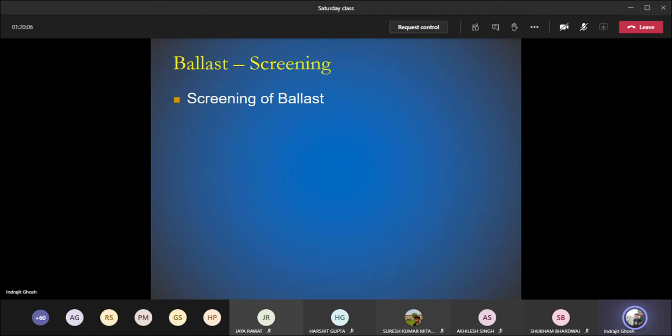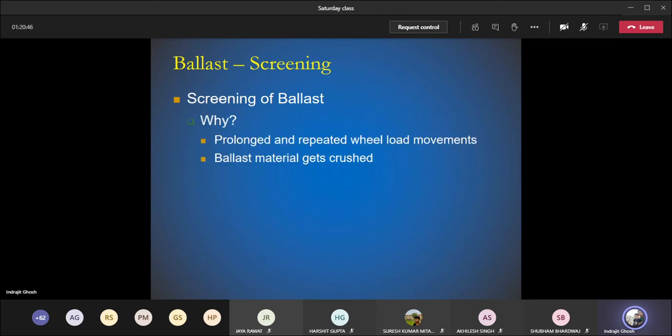So what does it mean by screening of the ballast? No matter what kind of material you use, even the strongest material, over time because of the wheel load, shock, vibration, and even the pressure that is coming through the slipper, some of the ballast stones will get crushed or become finer material. Now when it becomes finer material, it will go underneath through small passages, the voids, and sometimes it will block the voids. So there will be issues.